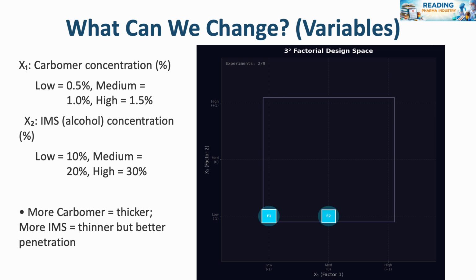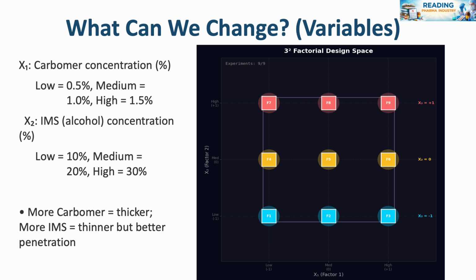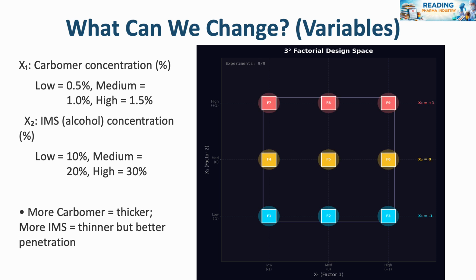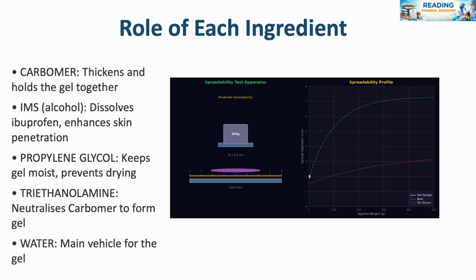You would expect that more carbomer will give you a thicker gel. More of the solvent will probably give you a thinner one. On the other hand, thinner might end up with a better penetration. So you need to eventually have a better balance. It's important to understand the role of each component in the gel system.